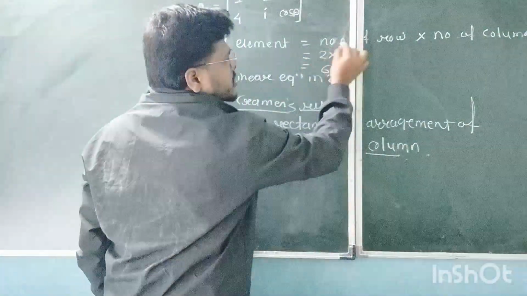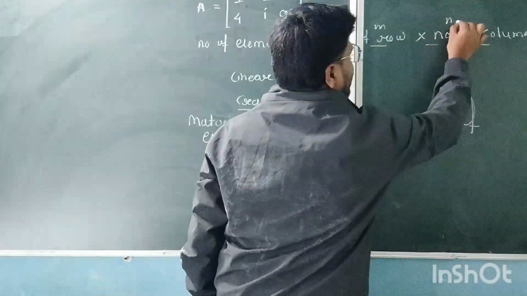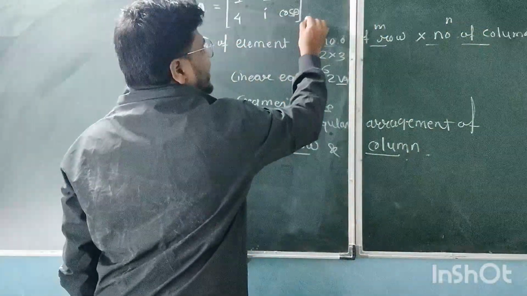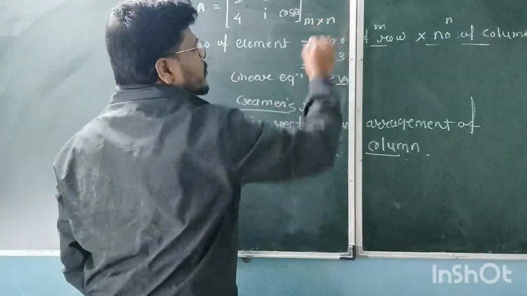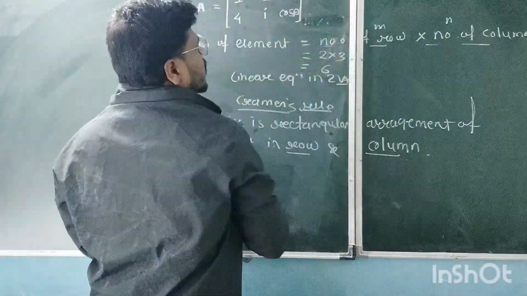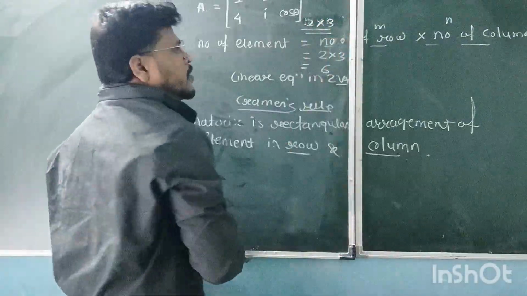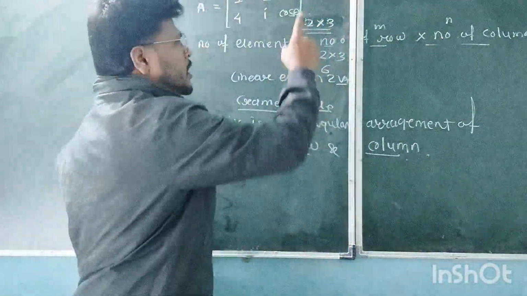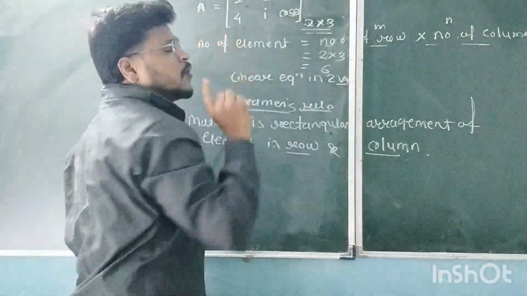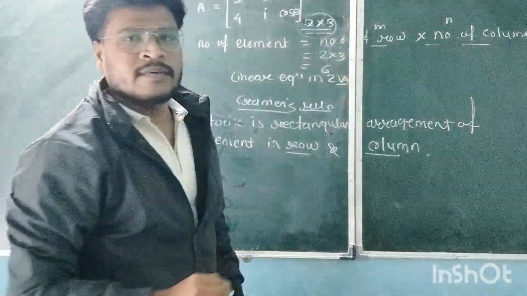The number of rows is denoted by m and the number of columns is denoted by n. And the order of this matrix we can write like that, m into n. How many rows are there? There are 2 rows, so it is 2 into 3. This is the order. We write the order only on this side, not this side.